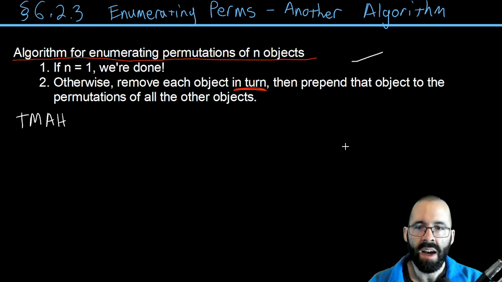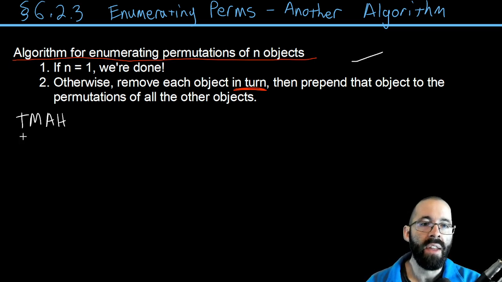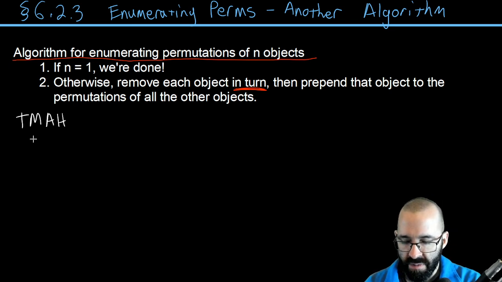So what do I mean? I mean, let's go in order. We're going to remove an object, so let's remove t, our first object, so that's what it means in turn. And then we prepend, we put that at the beginning of permutations of all other objects. So in other words, we're just going to have a bunch of orderings of a bunch of things that start with t.